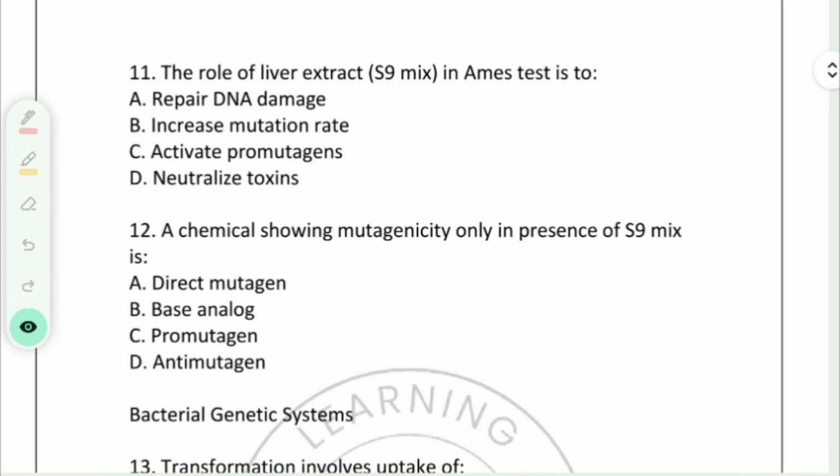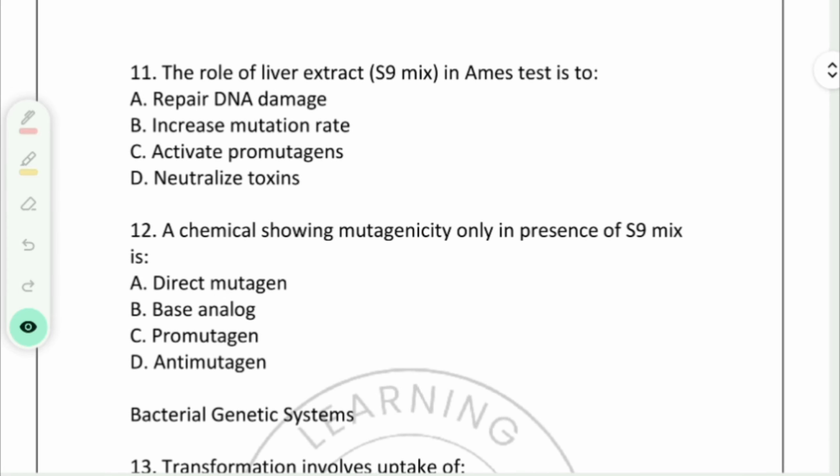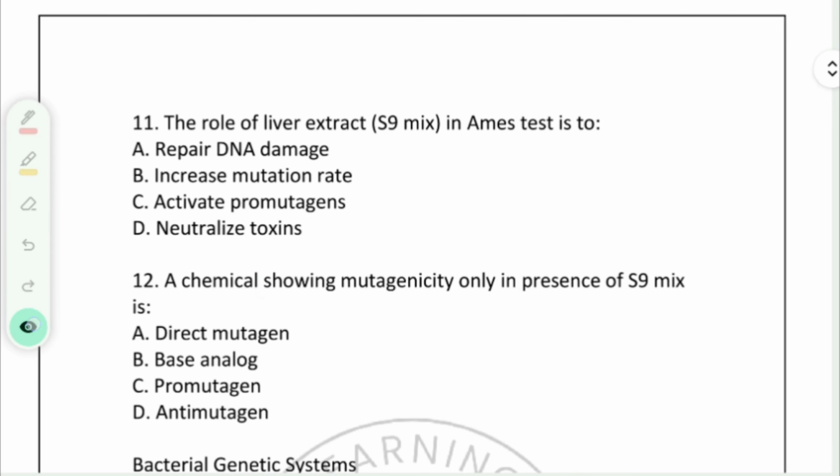Question number 11. The role of liver extract in Ames test is to, options are A, repair DNA damage, B, increase mutation rate, C, activate pro-mutagen, D, neutralize toxin. So the correct answer for this question is option C, activate pro-mutagen.